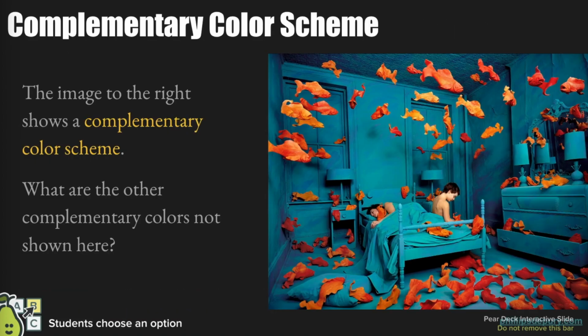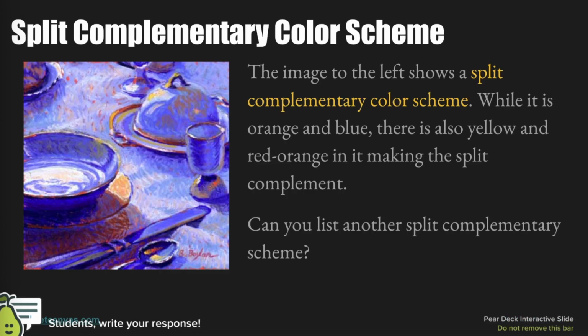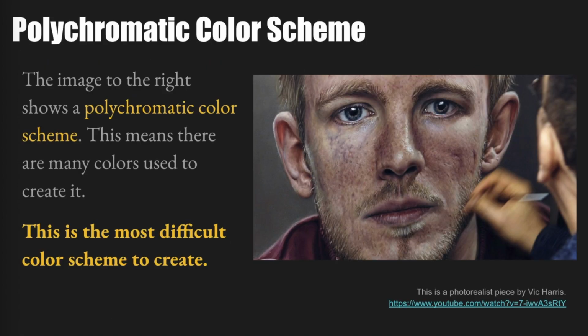Okay, here's a complementary color scheme. This is a vast difference from the color scheme just before. If you look at the actual colors popping out, the image to the right shows this complementary color scheme. Here we have an orange and a blue. This split complementary color scheme is using yellow, orange, blue, and purple to enhance the appearance of the objects in the table setting. The last color scheme I'll mention is polychromatic.